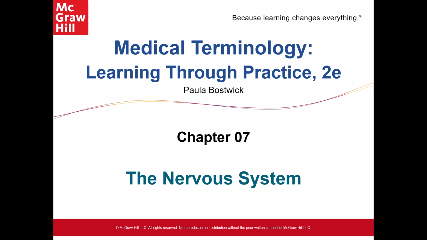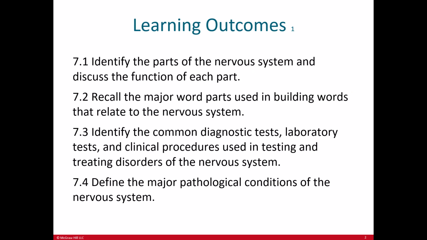This week we are going to discuss Chapter 7, the nervous system. Let's get started. Learning outcomes for this chapter include 7.1, identify the parts of the nervous system and discuss the functions of each part. 7.2, recall the major word parts used in building words that relate to the nervous system.